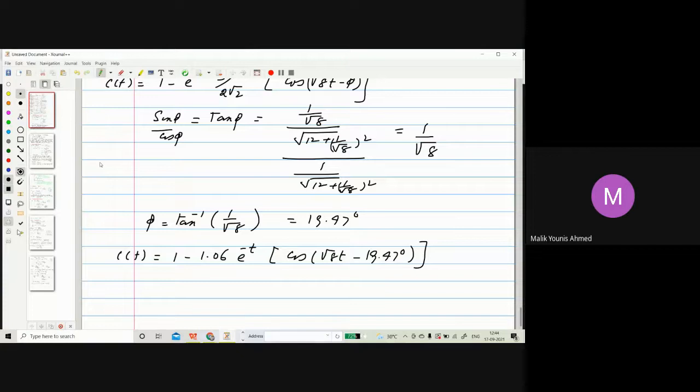Continue next time with second order, some definitions and then derivations. There are 3 to 4 derivations. After that we will be doing the numericals in this case. Okay.